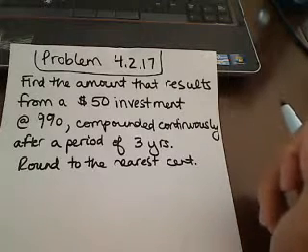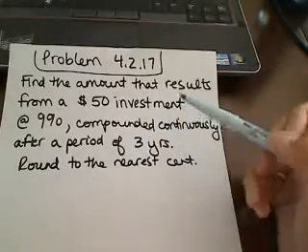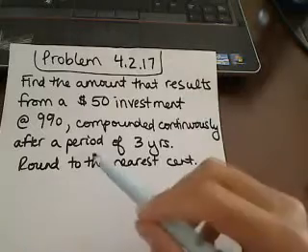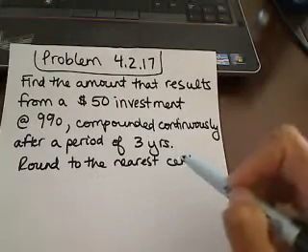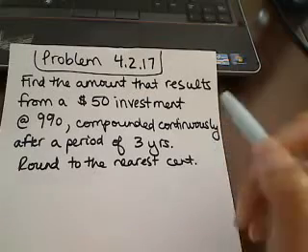Okay, so this is problem 4.2.17, and they ask us to find the amount that results from a $50 investment at 9% compounding continuously after a period of 3 years. And then they tell us to round to the nearest cent.